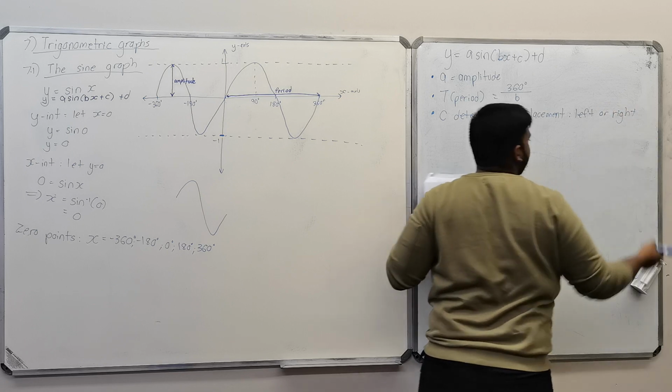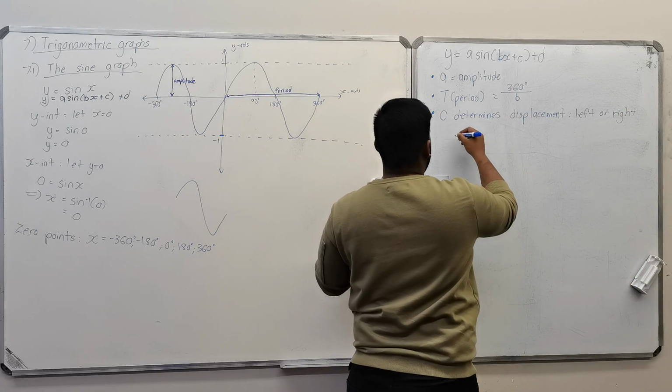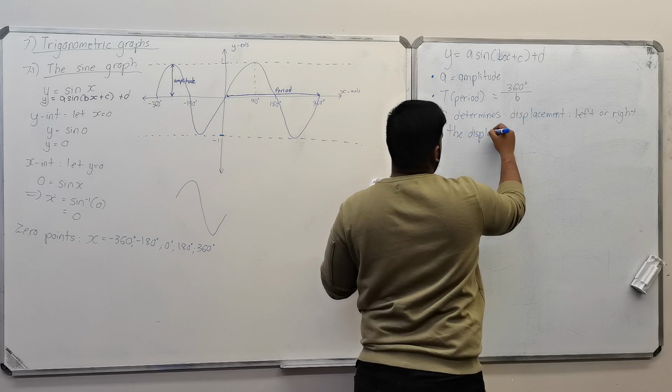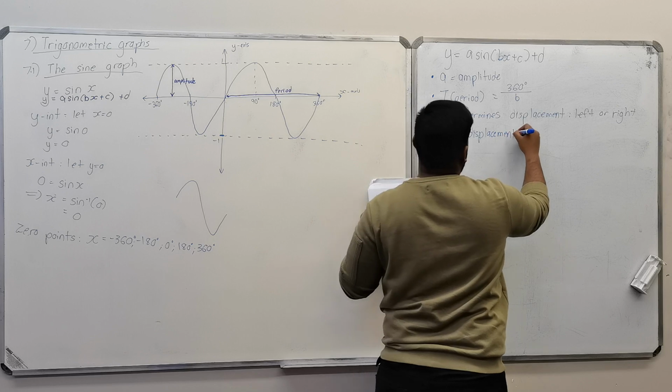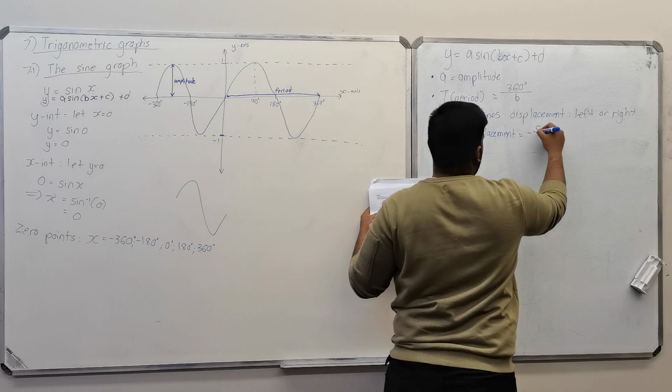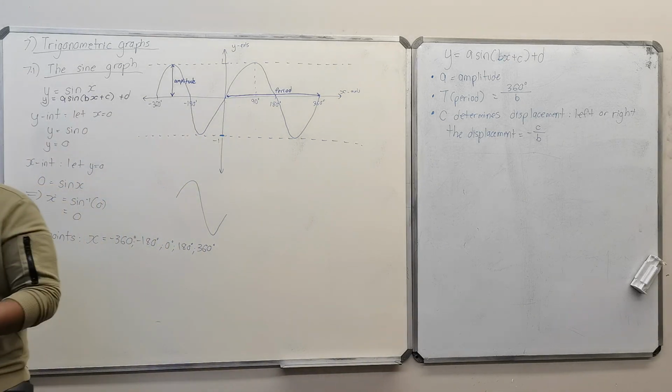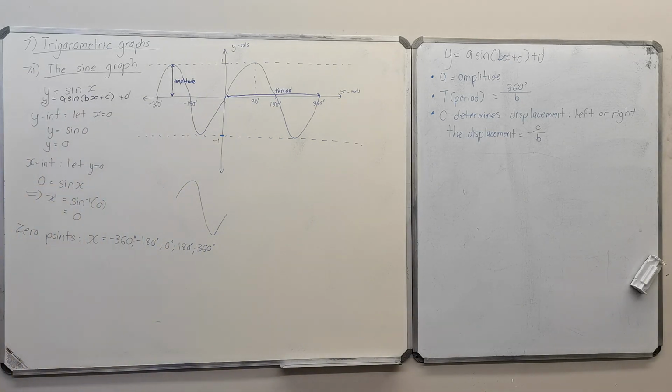And how do we calculate how much it displaces? You would say minus C over the value of B. Right? That's how you would calculate how much it will shift. You will see it in an example, okay? So if you've got a value for C, you would take that value and divide it by B. And your negative and positive determine left or right, which way you're going to shift to.